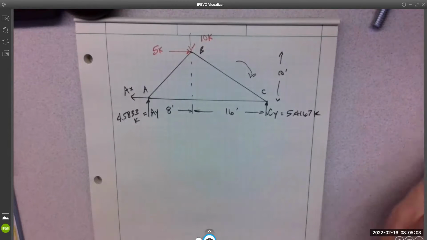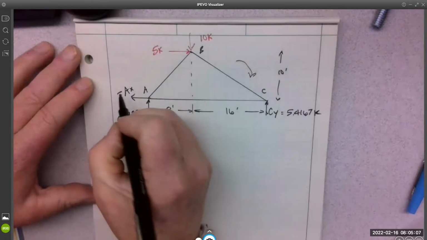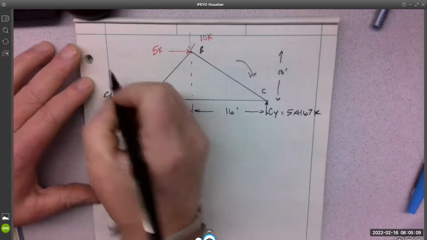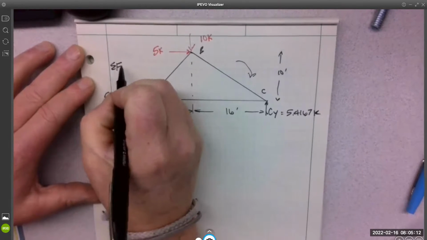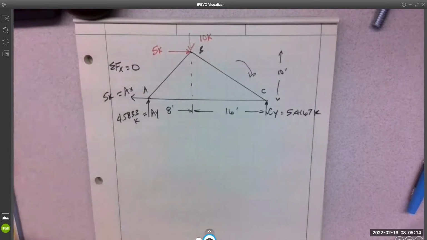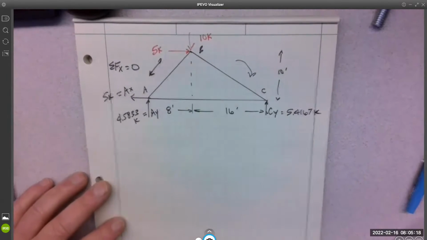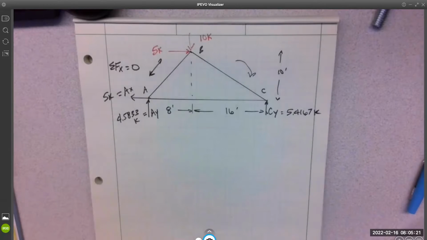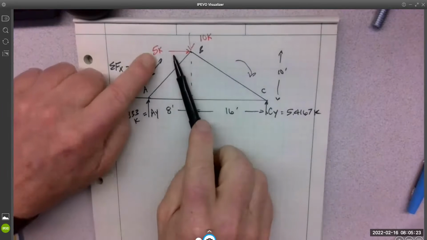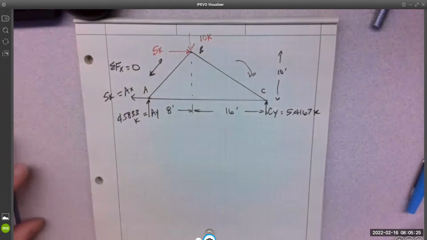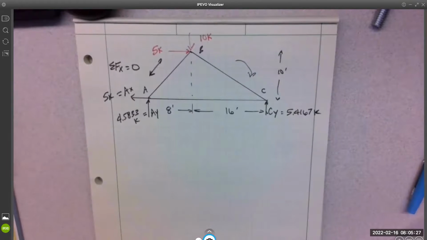And then what about AX? Yeah, by observation, it's 5K because we know the sum of the forces in the X have to be equal to 0. And these two are the only X, right? So which direction does it go? It's got to go left because the red external force is going right. So that's like chapter 4, right? 3, 2, and 1, actually, it's all of them combined. So that's the first step.